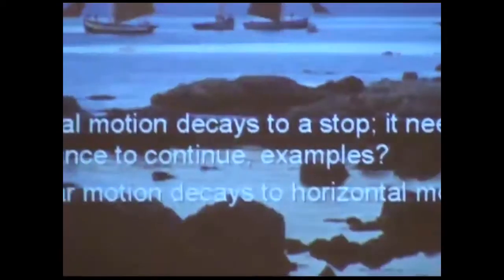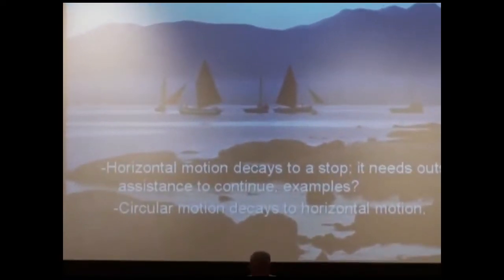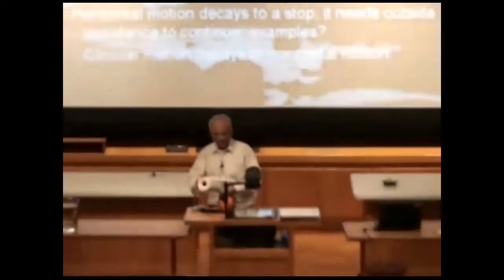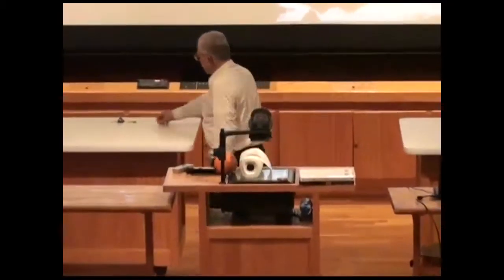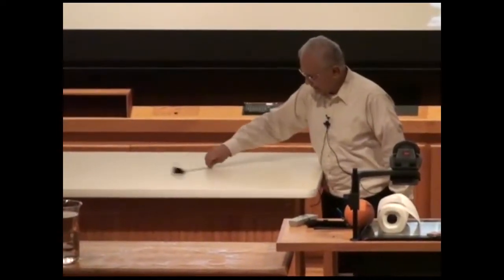In fact, circular motion on Earth is also not natural. Like in the heavens, circular motion is natural. The heavenly bodies are always going round and round, okay, without any assistance. Now, if I start some circular motion on Earth, right, and then let it go.